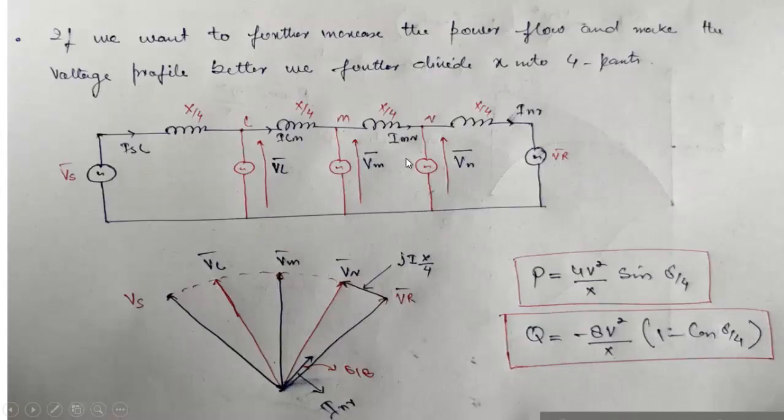So here we have used the 4. The phasor diagram will look like this. This is the current I. So P_R will be equal to 4V square by X sine of delta by 4. It will increase by 4 times, but simultaneously this Q, the compensating reactive power at the receiving end, will be equal to minus 8V square by X, 1 minus cos delta by 4. So we need to keep this in mind as well.